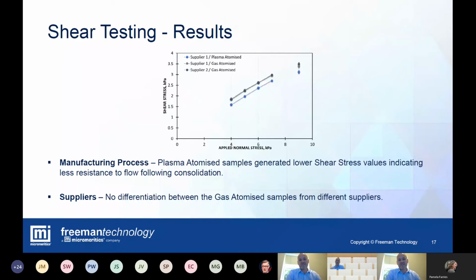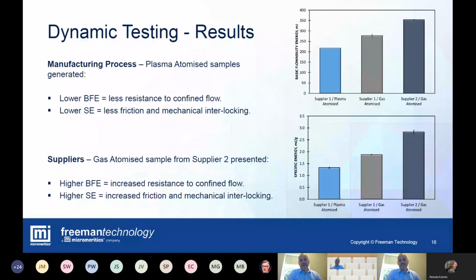But if we look at the next slide and look at the dynamic data, we can now see some significant differences between those 2 gas atomized samples. We saw in the previous case study how specific energy was relevant to deposition, basic flow energy is another dynamic measurement that we make. We can see the two gas atomized samples are very different now. The one from supplier 2 is generating higher energy values, which equates to more resistance and more mechanical interlocking and friction between the particles.